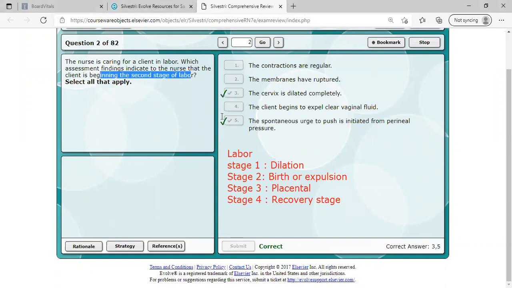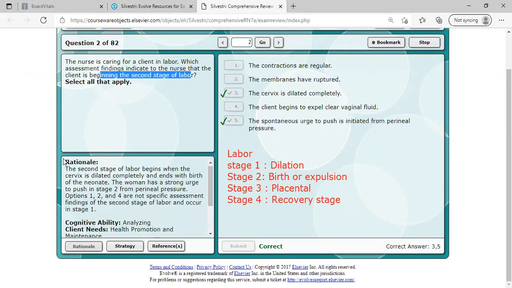Let me read the rationale. They said the second stage of labor begins when the cervix is dilated completely and ends with the birth of the neonate. The woman has a strong urge to push in stage 2 from perineal pressure. Next question.